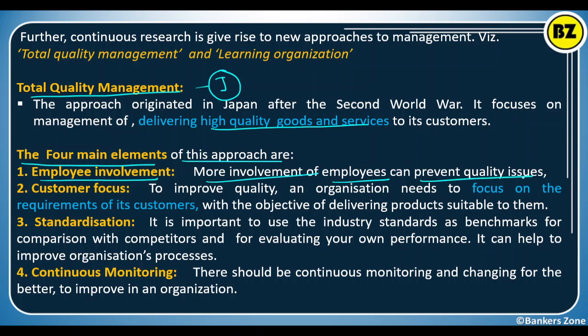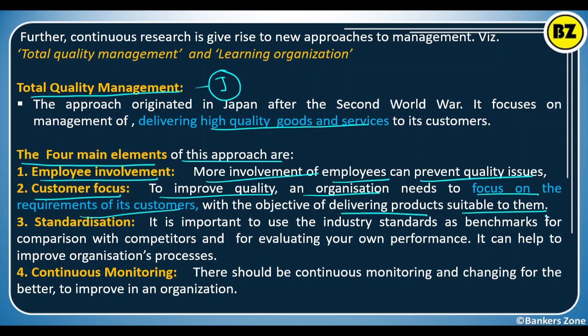You can prevent that quality issue, right? Then second is customer focus. To improve the quality, an organization needs to be focused on the requirements of the customer. What the customer requires, that only you have to provide in better quality. Customer focus is one of the important elements, and you have to give the customer a product which is suitable to them, right?